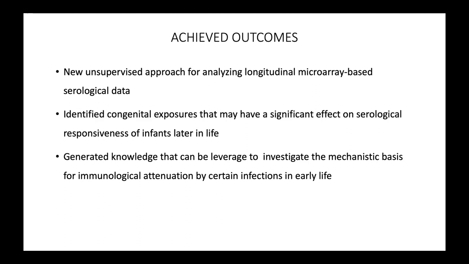And I was able to identify two or three congenital infections that could have an influence on the immune responses to vaccines and infections. As we've seen, CMV and HSV are the most important ones. And I believe this knowledge can now be leveraged by people who have interest in immunology or infection biology to really go down and study how these infections actually lead to this kind of effect.